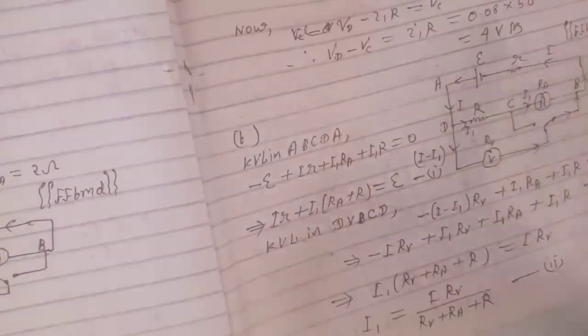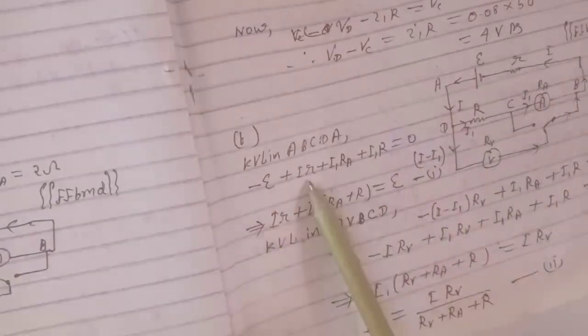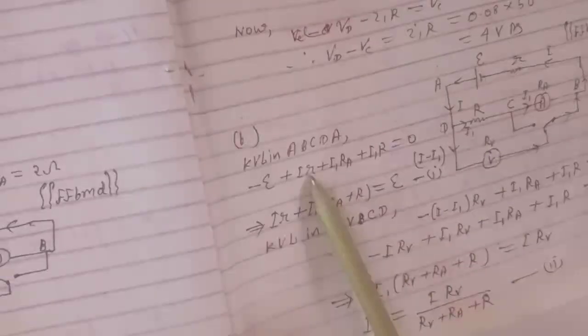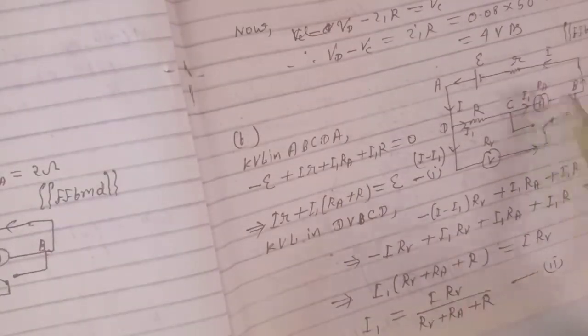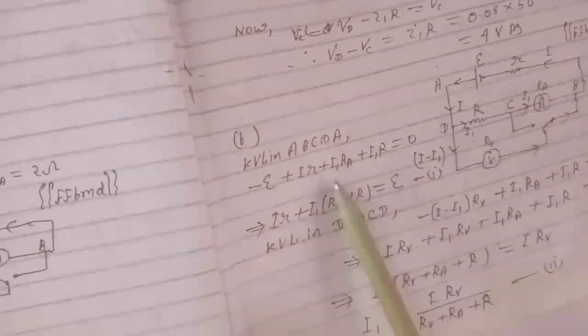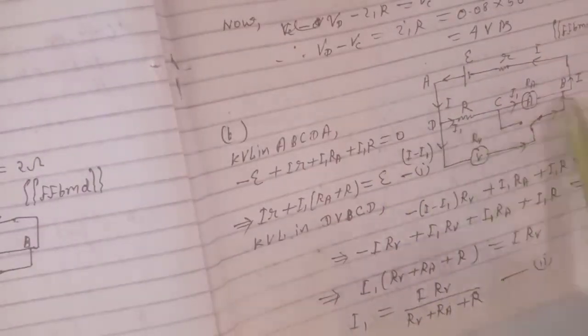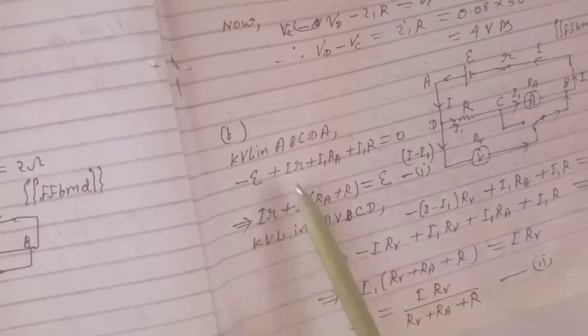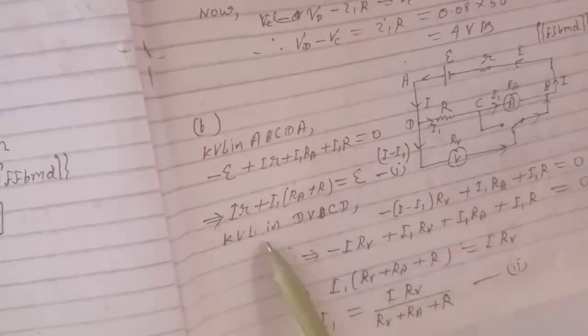So taking KVL in ABCDA, in this loop: minus E plus IR, and higher minus lower, so plus I1 into RA, again plus I1 R equal to 0. This gives IR plus I1 into (RA plus R) equal to E. This is equation 1.